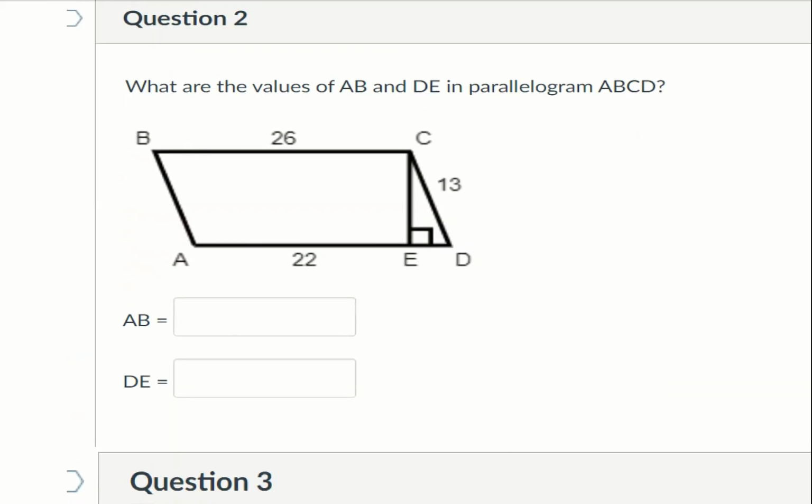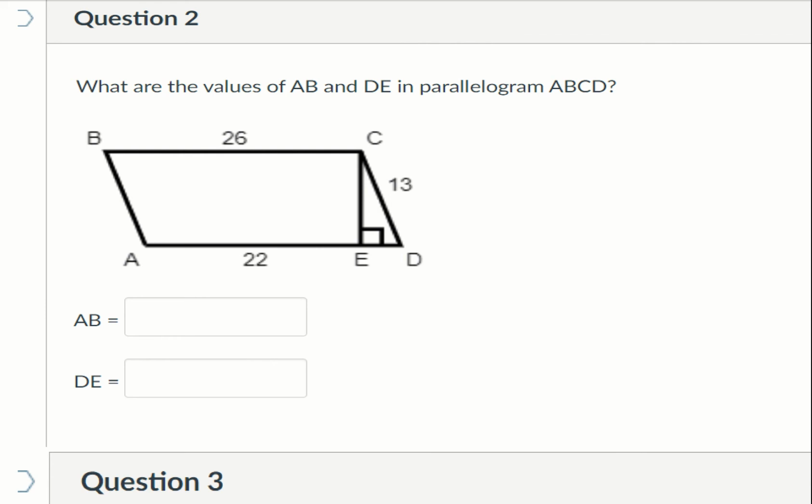All right, question 2. What are the values of AB and DE in parallelogram ABCD? Again, very similar to what we did earlier. Instead of solving for x, we know the numbers, we know the sides. So we know that this side has to be congruent to this side, right? So they have to be the same measure. Now, this is 26. Now they told us this part is 22. So we need to figure out what that is.